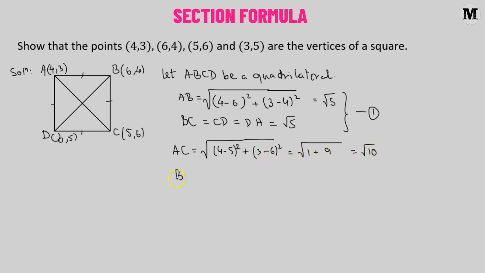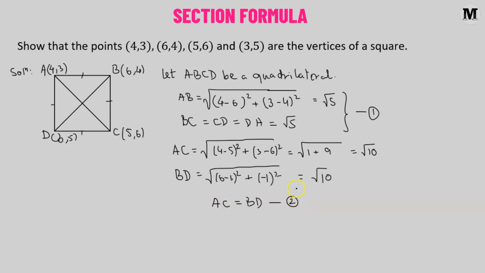And then we will find the length of the diagonal BD. We'll take the square root. Now we need the difference of the x coordinates, so that's 6 minus 3 whole squared, and add it to the difference of the y coordinates, 4 minus 5, that's negative 1, and then we square it. So this is also going to give us a length of the square root of 10. So here we have obtained the second criterion, that the two diagonals are equal in length. So this is criterion number 2.